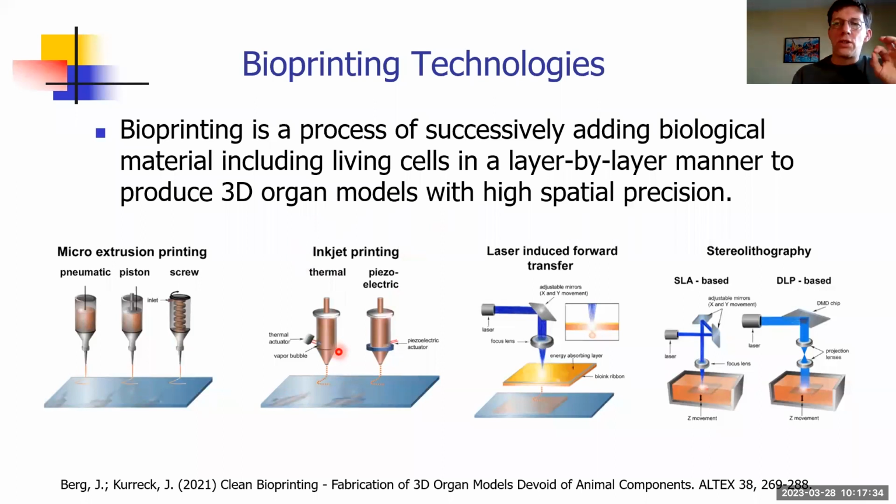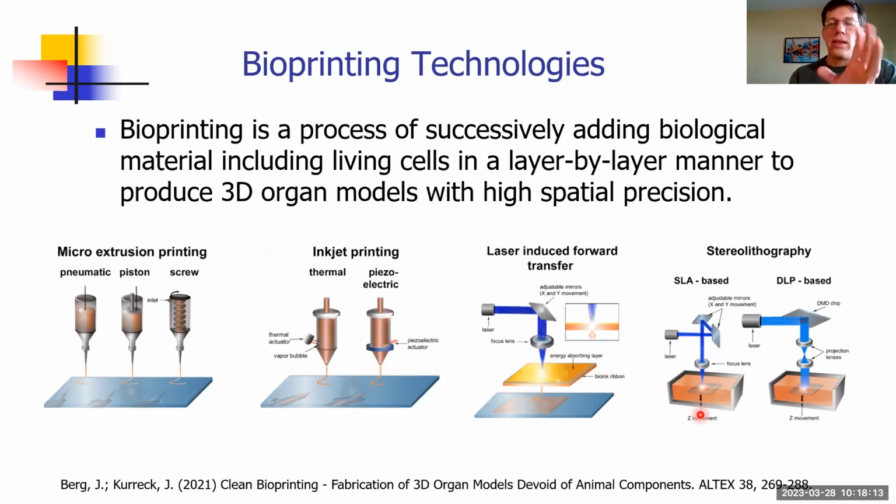Inkjetting means that little droplets of our biomaterial are released from the cartridge by either a thermal or a piezoelectric actuator. Then we have the laser-based technologies. One is the laser-induced forward transfer. In this case, the bioink with the cells is placed on a ribbon, and specific positions of the ribbon are then addressed with a laser beam, and a droplet with the cells is released from this specific position. This technology is not so commonly used as the other 3 I have listed here.